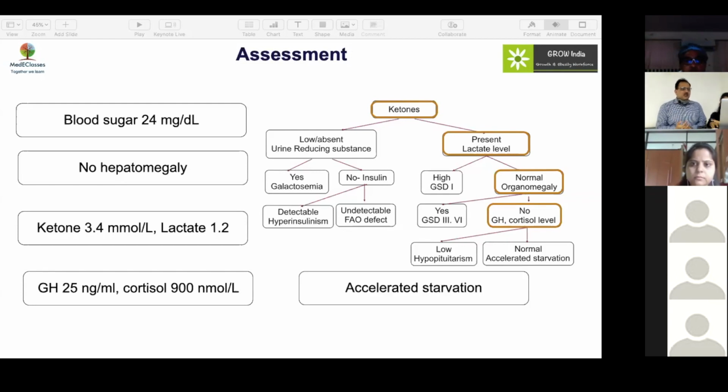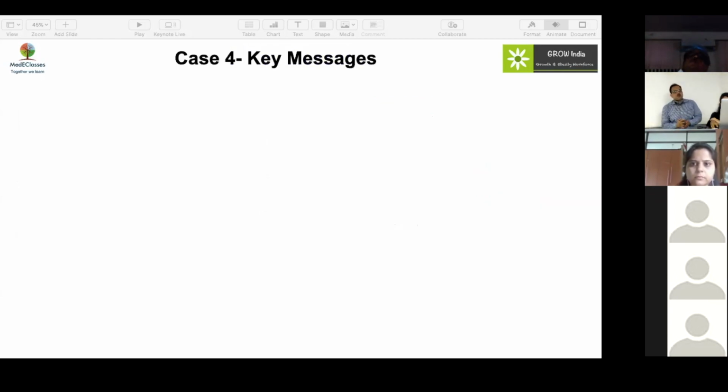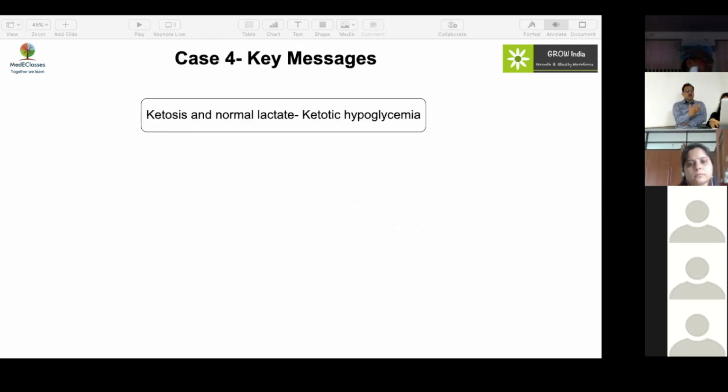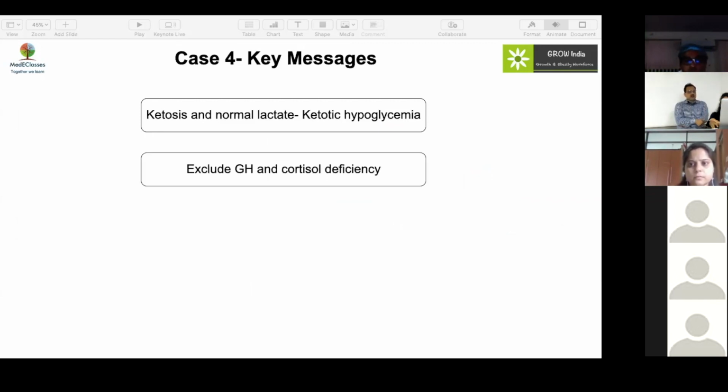So this is a classical presentation of accelerated starvation, which is to be considered in infants who present with less weight, who are failing to thrive, present with severe hypoglycemia, and they will have ketosis with normal lactate. And very importantly, we have to exclude GH and cortisol deficiency before making a diagnosis in that regard.